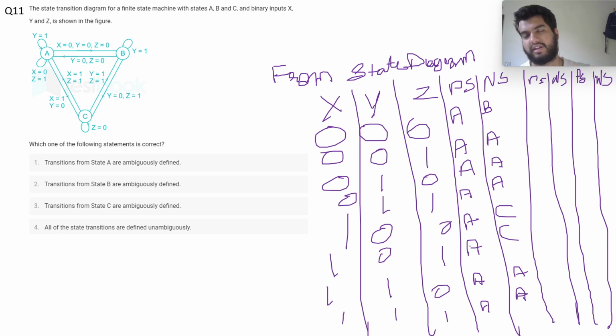So you can see all the states are well defined. So there is no ambiguity in the transitions in state A. Now let's check transitions in state B.